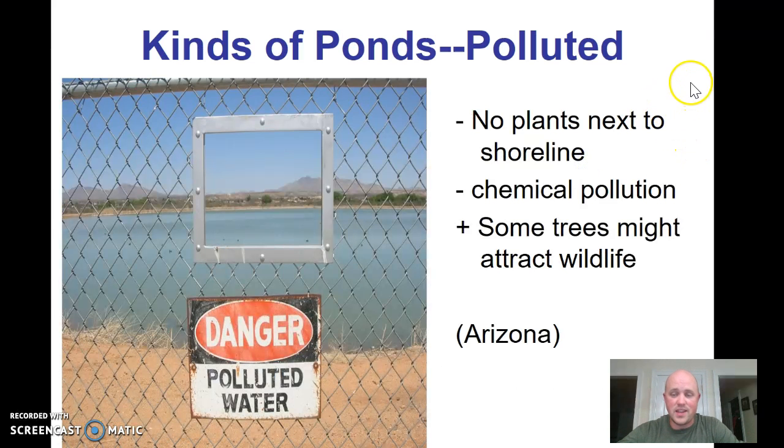And then, unfortunately, at the bottom is polluted. There are no plants next to the shoreline. There's got to be some sort of chemical pollution at work here. And some trees might attract wildlife, and that's about it. This is a picture of a polluted reservoir in Arizona. They actually put a fence up to make sure people don't go into it.